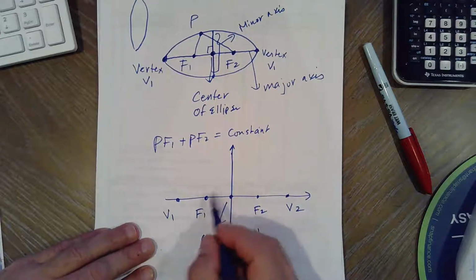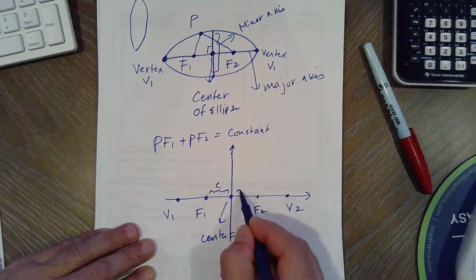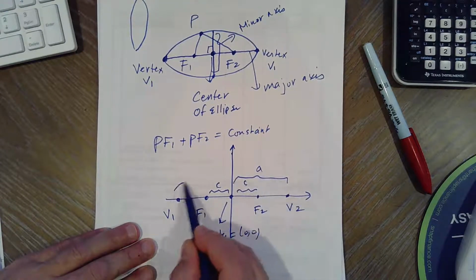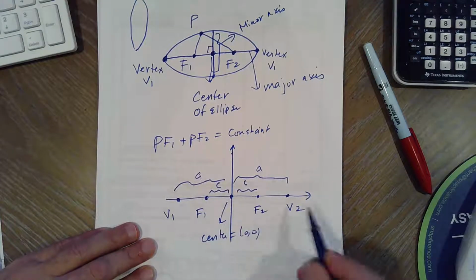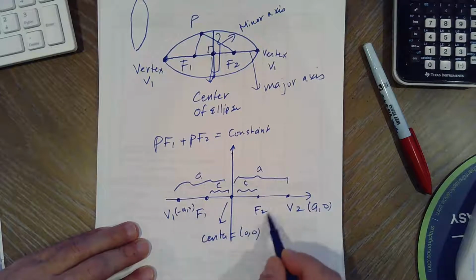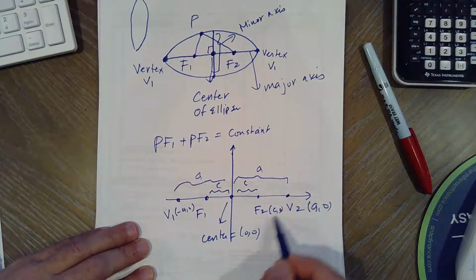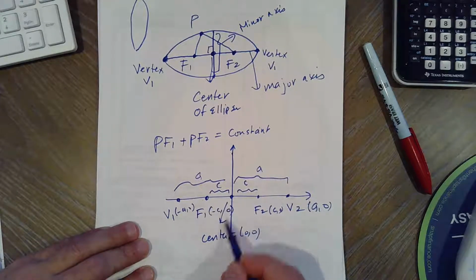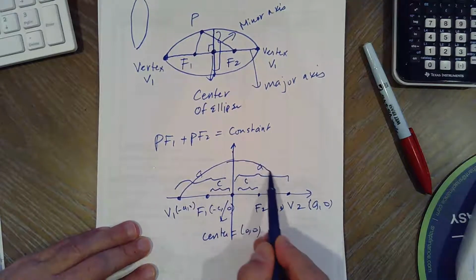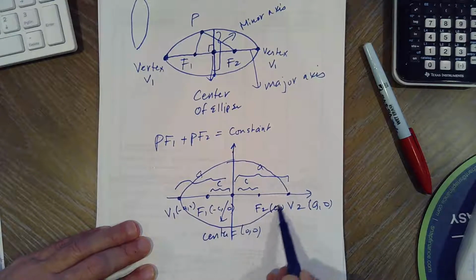If the focus is C units away from 0 and the vertex is A units away from 0, so V2 is at (A, 0), V1 is at (-A, 0), F2 is at (C, 0), F1 is at (-C, 0). And this is the ellipse that we're talking about.